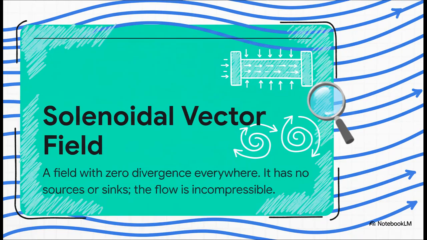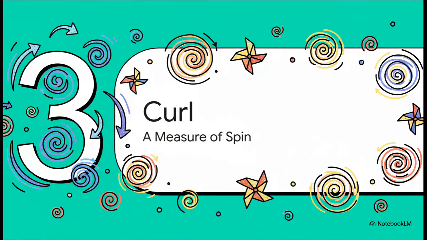So what if the divergence is 0? Well, that just means there are no sources and no sinks anywhere. This special kind of field has a cool name. It's called solenoidal. Think of water flowing smoothly in a pipe. No water is being added, none is being taken away. That's what we'd call an incompressible flow. Okay, let's move on to our second tool.